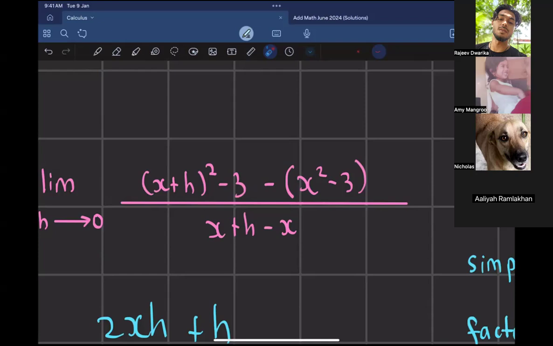Okay, Amy, you have the correct thing there. So you have 2xh plus h squared. Is there anything you could factor? Okay, I see some more working. All right. Yeah, that's correct. Good. You have it. Nice.